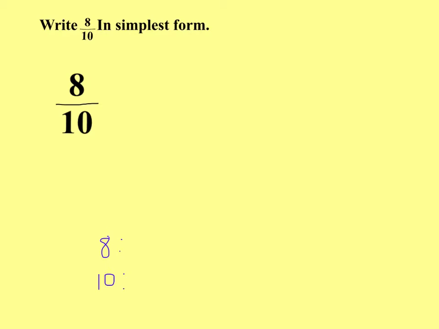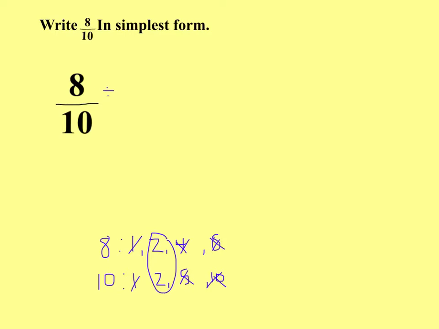So I'm going to list my factors of 8. My factors of 8 are 1 and 8, 2 times 4. And my factors of 10 are 1 times 10 and 2 times 5. Now I know 1 is not the greatest. I know they have 2 as a common factor. 4 is not common at all. Neither is 5, neither is 8, neither is 10. Therefore, the greatest common factor that they both share is 2.